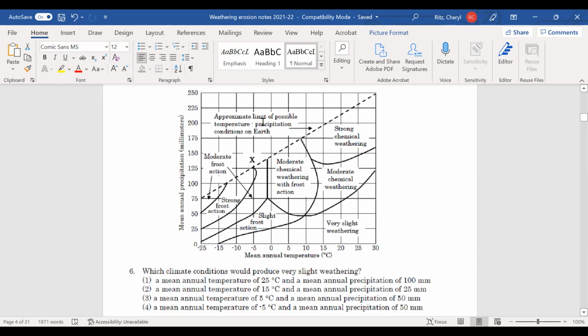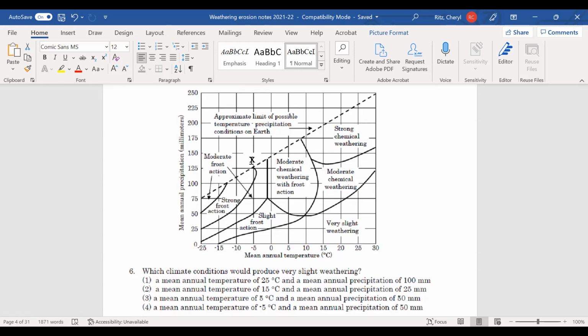This label says approximate limit of possible temperature precipitation conditions on Earth. That's pointing to this line. So that says this line marks off where there's that amount of temperature and that amount of precipitation. So basically up here, there is no place on Earth that gets any of these temperature precipitation values. For example, right here at X, which is about negative 5 degrees Celsius and maybe like 130 millimeters, there is nowhere on Earth that gets that temperature with that amount of rain. So why is there nothing listed there? It's answer number 4. These conditions probably do not occur on Earth.